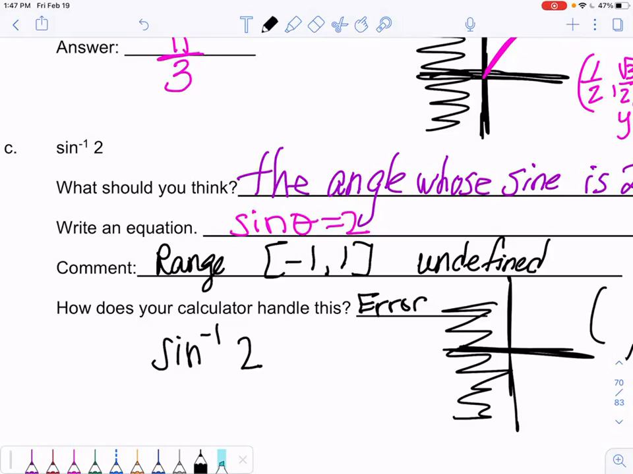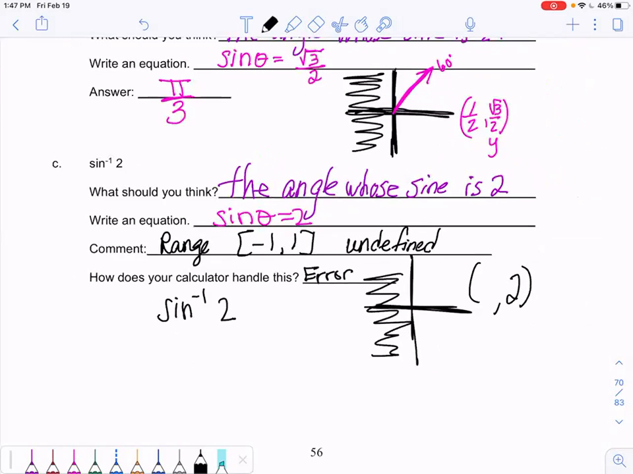Doesn't exist. So anytime the value is bigger than 1, it does not have an inverse because it must go between 1 and -1. So there's a couple restrictions on these. You have to restrict your angle, but then the number that it's equal to has to also be between 1 and -1. Questions?